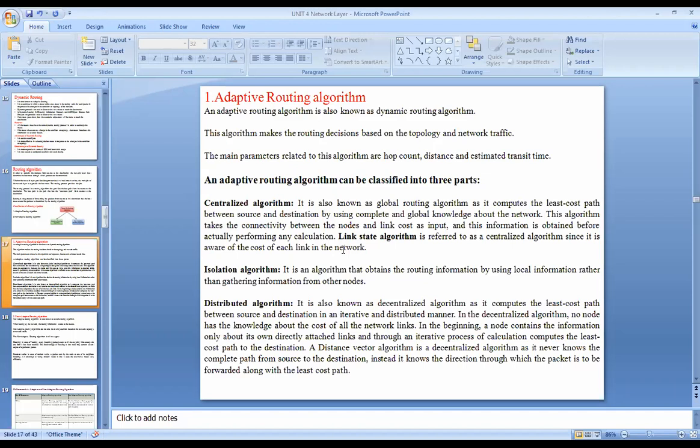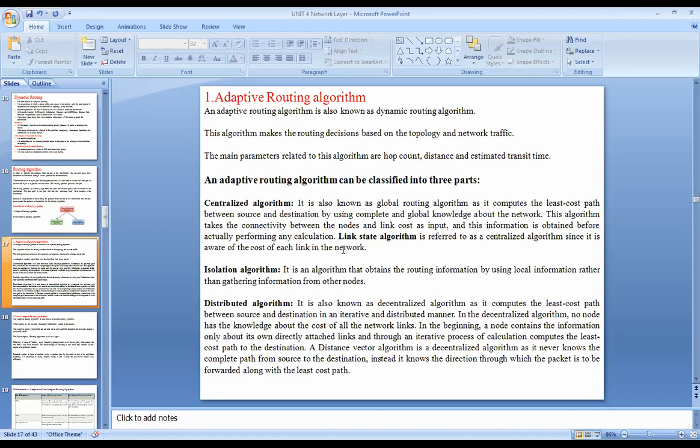How much is the distance over which we are sending that particular packet? That has to be considered. At what time has the packet reached the destination from the source? How much time has it taken to reach the destination? All the parameters have to be considered in this adaptive routing algorithm.